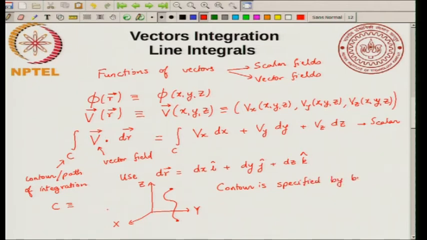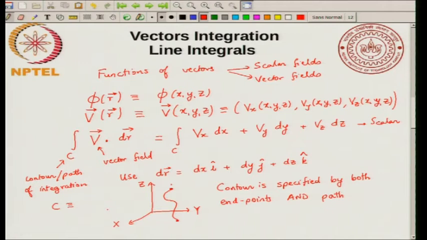by both endpoints and path. This is a very important thing. When you are saying a line integral, it is not enough just to specify what are the limits, you have to specify the path. And we will come to this in a bit, when we actually do some examples of line integrals. So, this is the definition of the line integral.